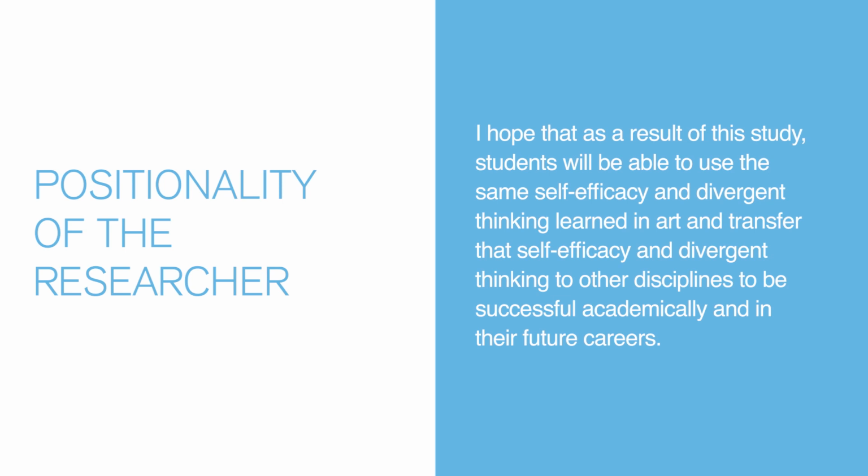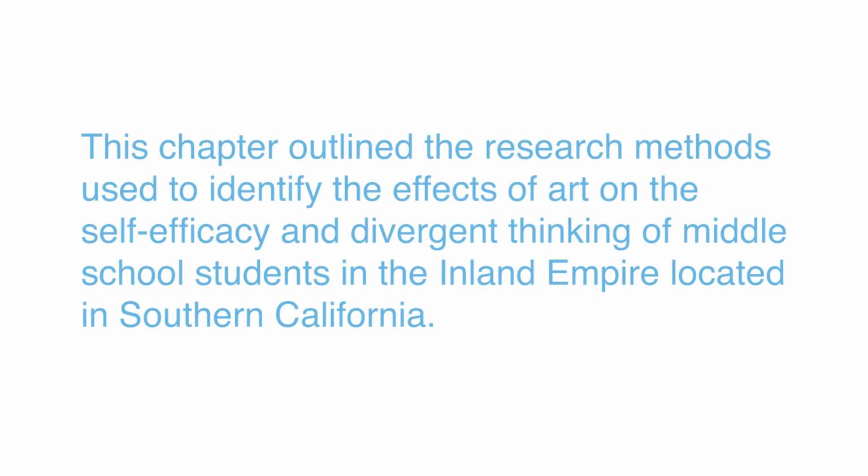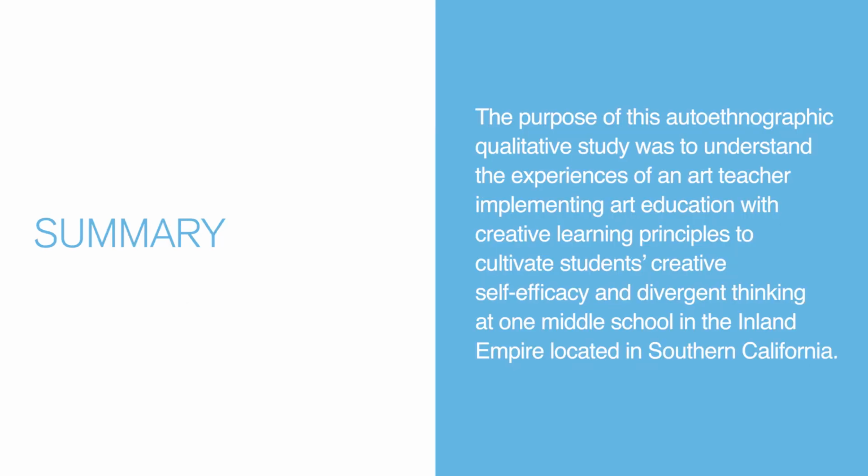Summary. This chapter outlined the research methods used to identify the effects of art on the self-efficacy and divergent thinking of middle school students in the Inland Empire located in Southern California. The purpose of this autoethnographic qualitative study was to understand the experiences of an art teacher implementing art education with creative learning principles to cultivate students' creative self-efficacy and divergent thinking at one middle school in the Inland Empire located in Southern California.